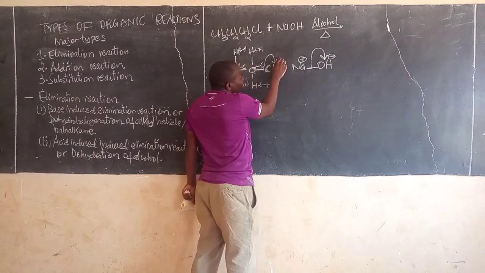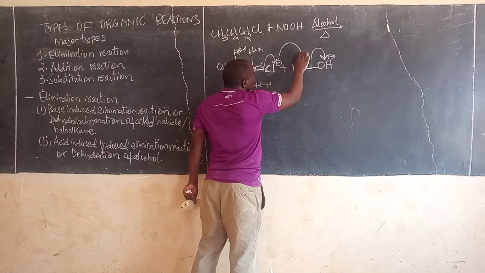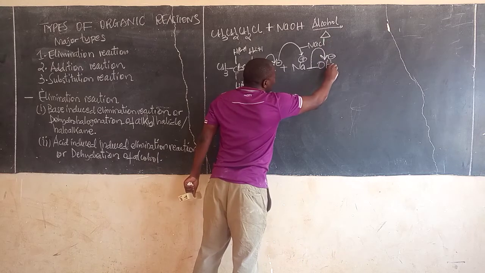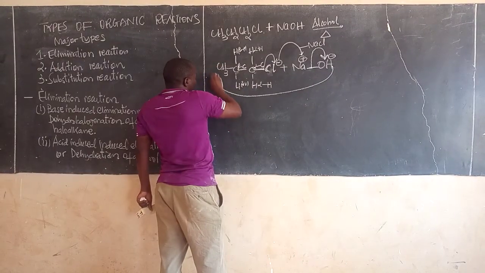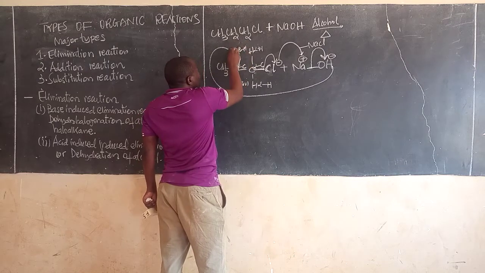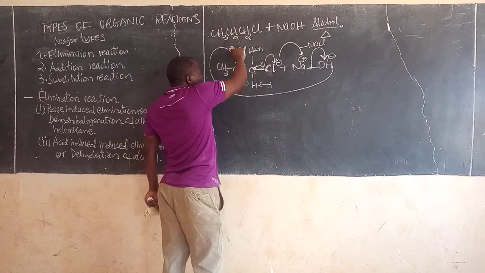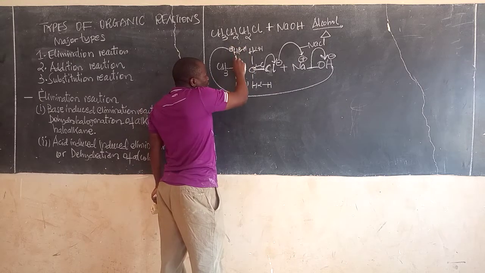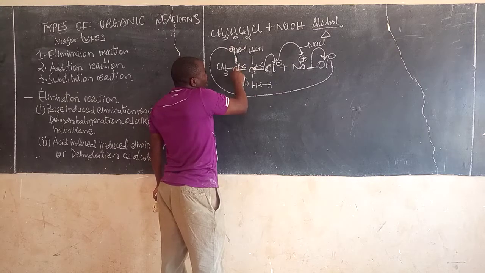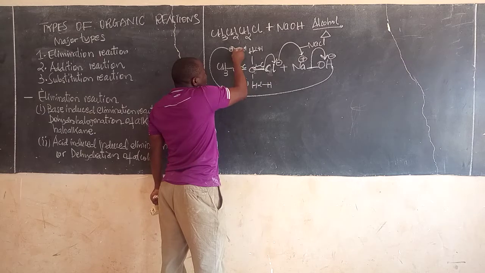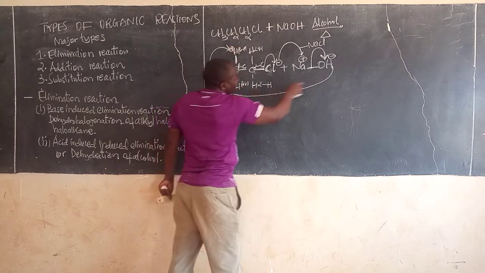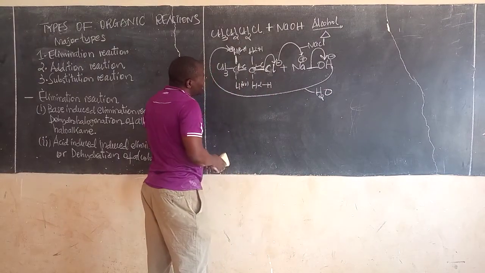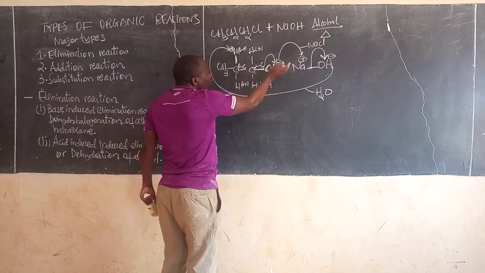Then this chloride, with negative charge as a nucleophile, will join with the sodium to form sodium chloride. And this hydroxide will join with this hydrogen, which is now highly polarized because more electrons have been withdrawn from this beta carbon, and be taken by the hydroxide to form water.